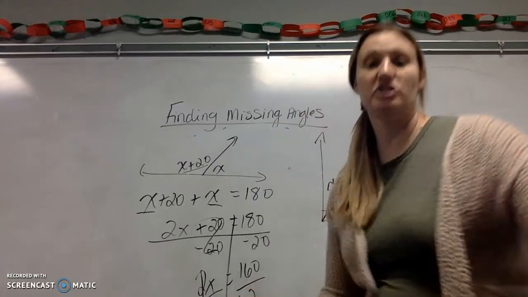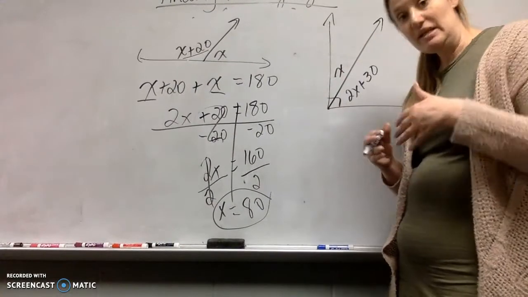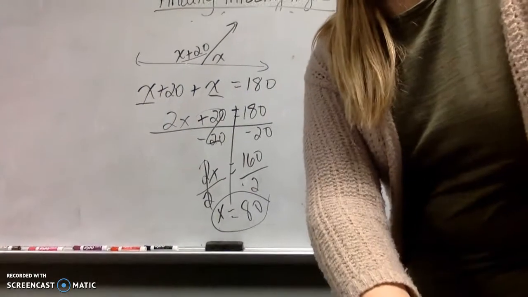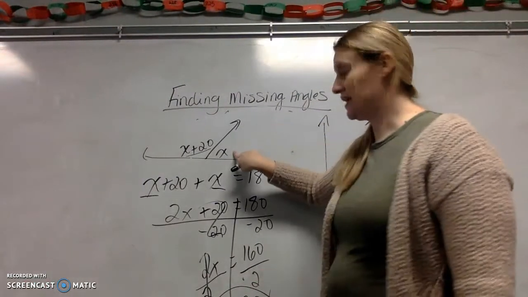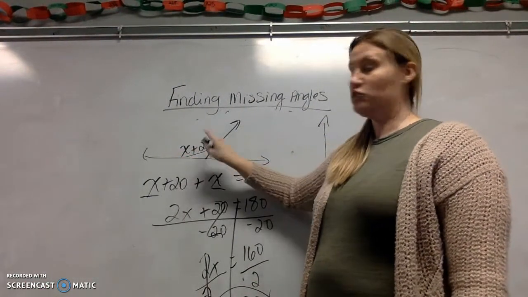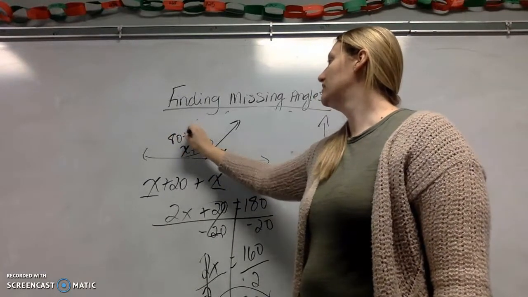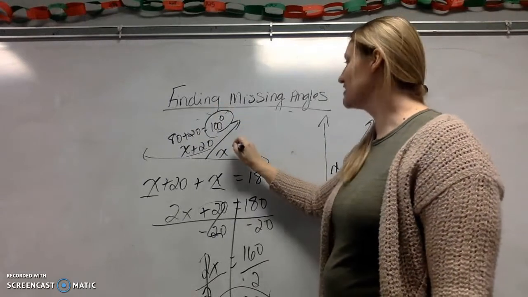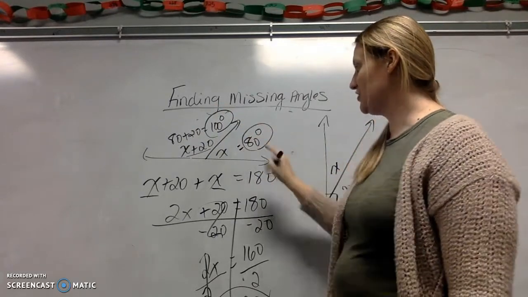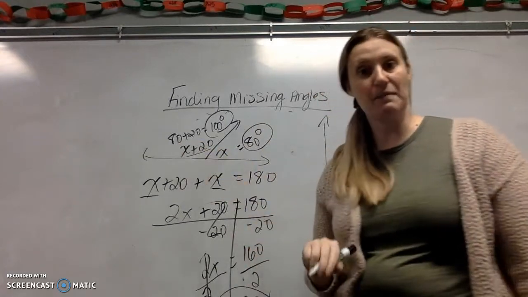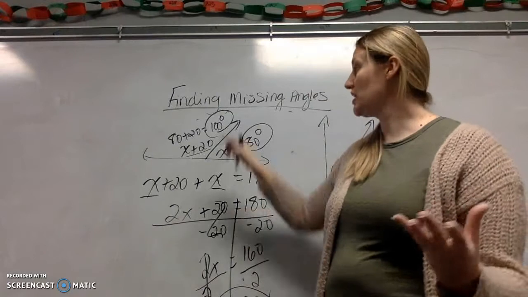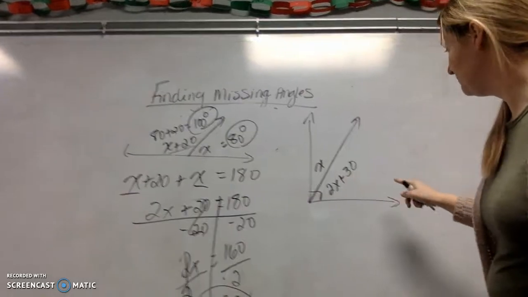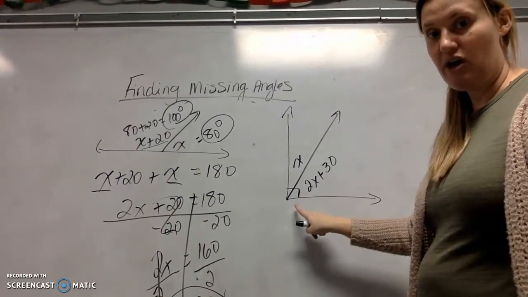Now I'm not done. Just because I found x equals 80, I am not done with this problem. I don't want to know what x is. I want to know what my two angle measures are. So now I need to take x equals 80 and plug it back in here. Instead of x plus 20, it's 80 plus 20, which is 100 degrees. So this angle is 100 degrees. And instead of x, it's 80. So this angle is 80. Everywhere I see an x, I'm going to plug the 80 back in and find my angle measures. Now quick check, 100 plus 80 is 180. So I am correct.